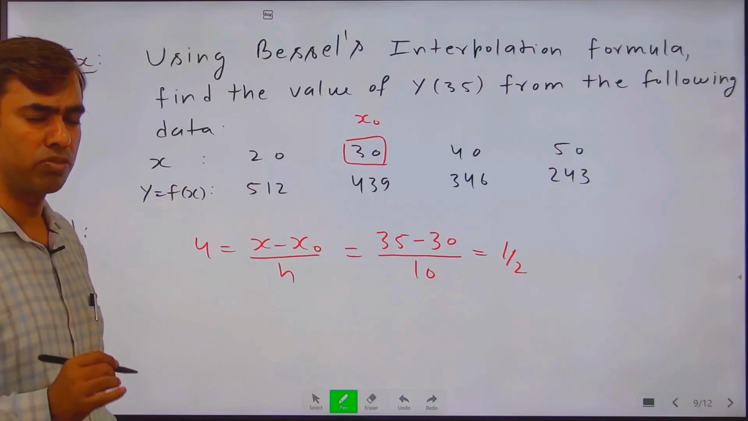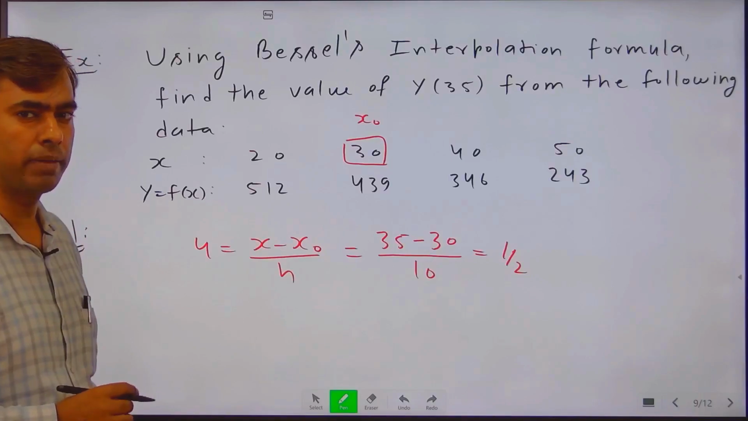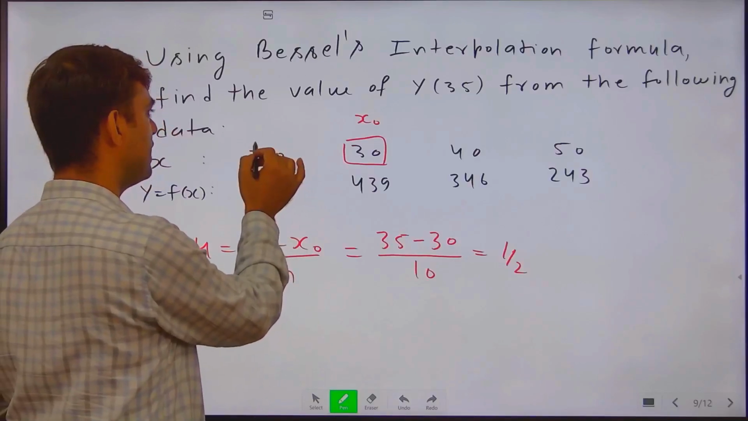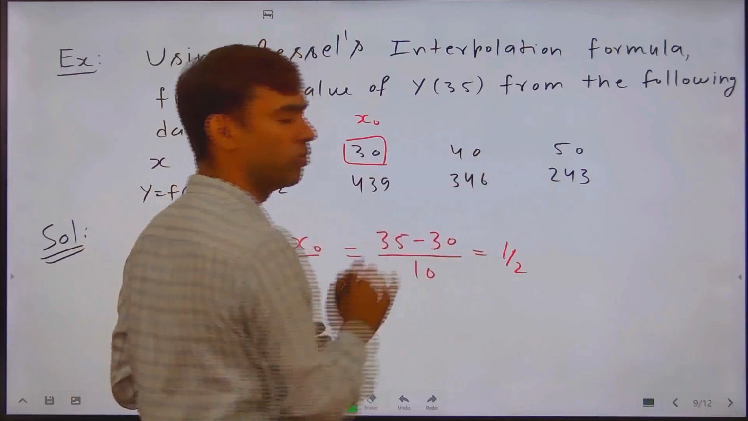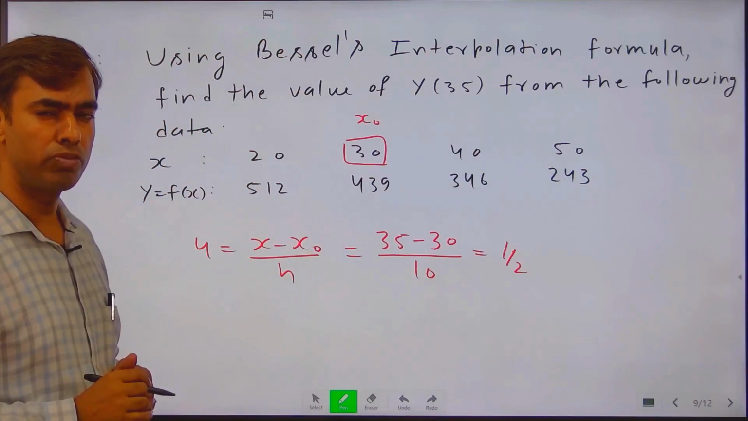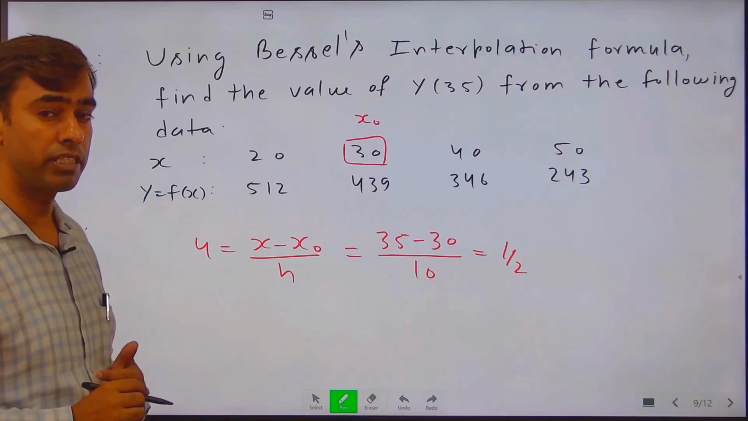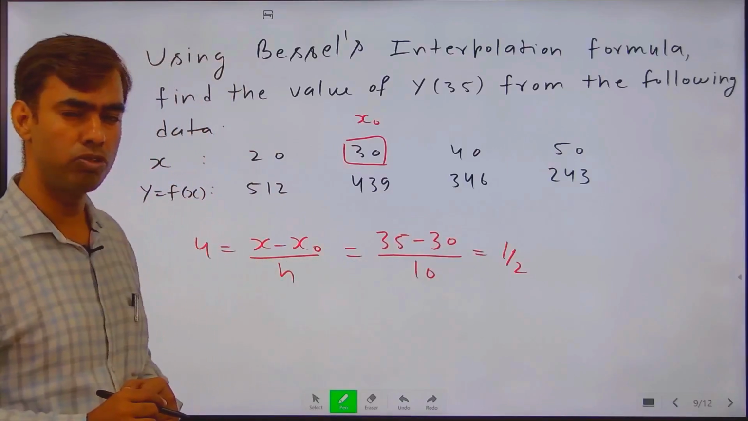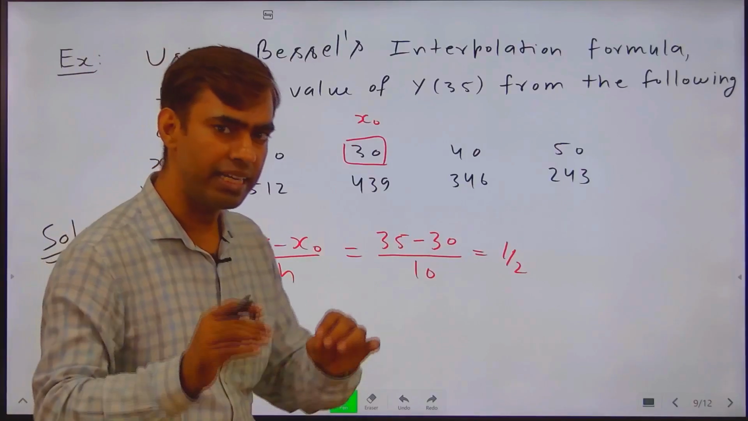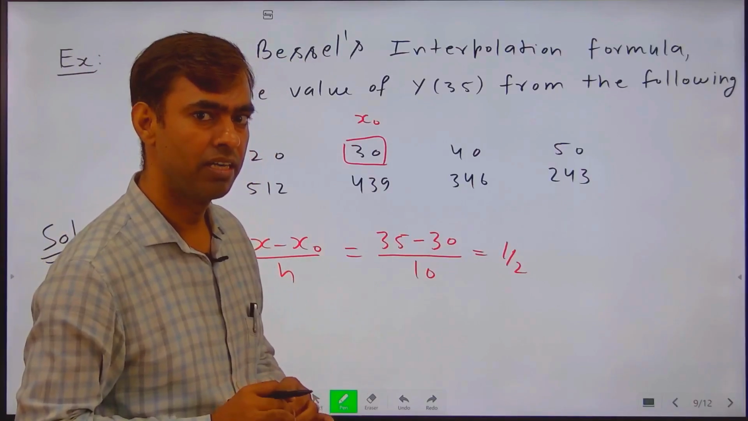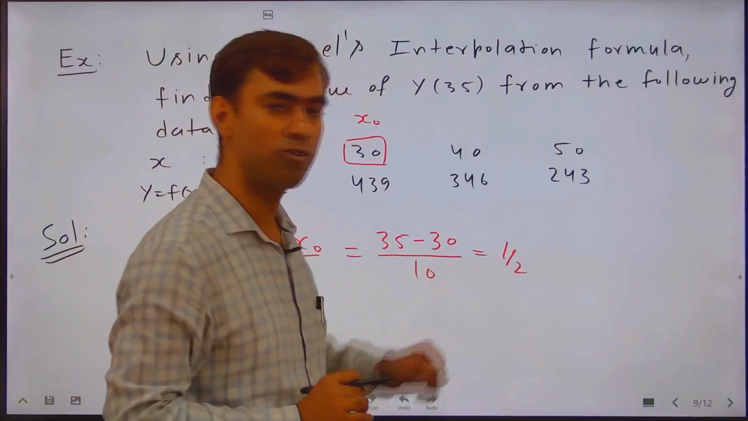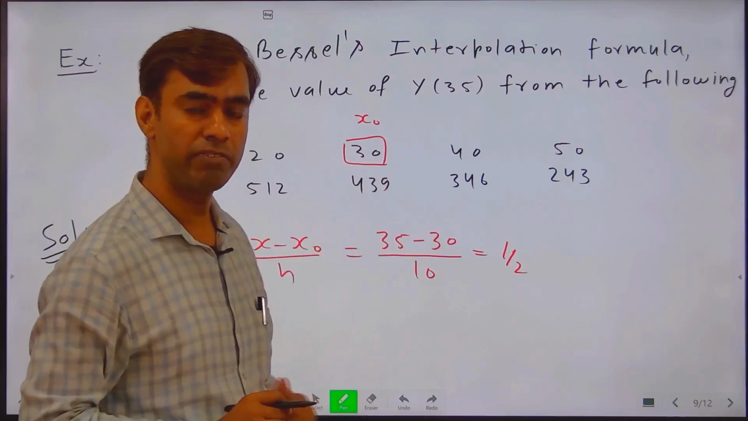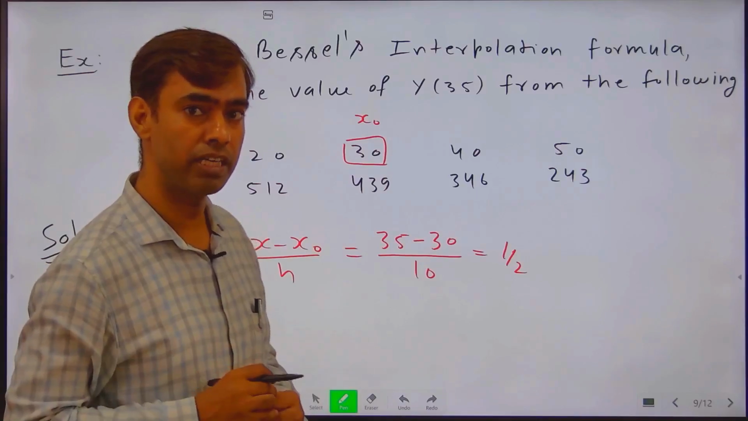If u lies between minus 1/2 and 1/2, then we can apply Bessel's interpolation formula. Initially we have an even number of terms, 1, 2, 3, 4. So we are not going to apply the Stirling formula; we are going to apply Bessel's formula, because there are initially an even number of terms and the value of u lies between minus 1/2 and 1/2. Luckily the value of u is 1/2, which means we are not going to use the odd order forward differences. We are going to use only the even order forward differences.